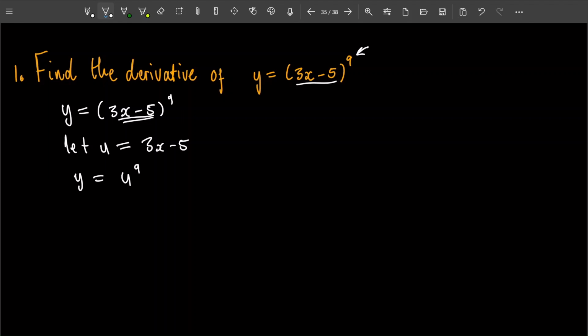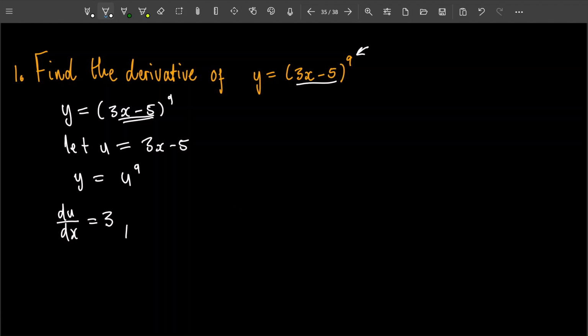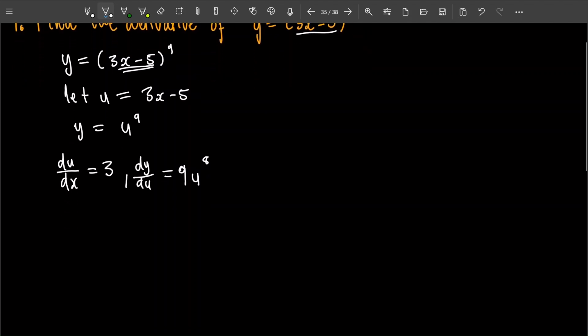Now that I have these two, u equal to 3x minus 5 and y equal to u to the power of 9, I can find two very nice things. I can say du/dx is equal to 3, because u is 3x minus 5. And dy/du, because I have y in terms of u, I can find. I use the power rule again: I bring down the power, 9, then u to the power of 9 minus 1 is 8. You can go and check the power rule if you're forgetting this. So I have these two, and I'm done. Once I've reached this stage, oh my, the solution is done.